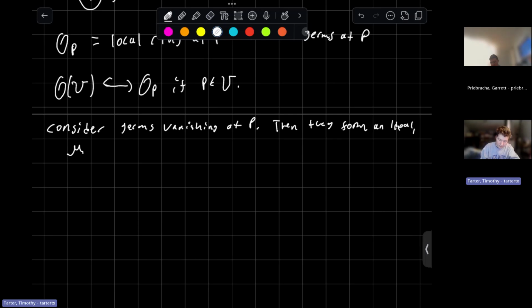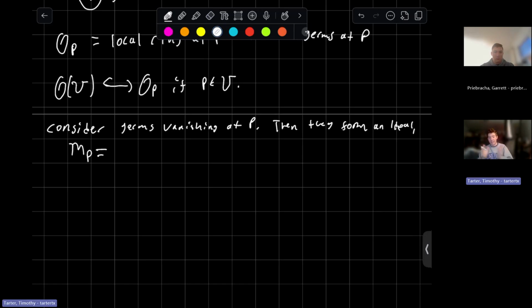which I can't ever draw. There's this exclusively, uniquely German font for M. It's called \mathfrak, and it looks so cool. I can't draw it. But M_P is going to be the maximal ideal of germs vanishing at P.